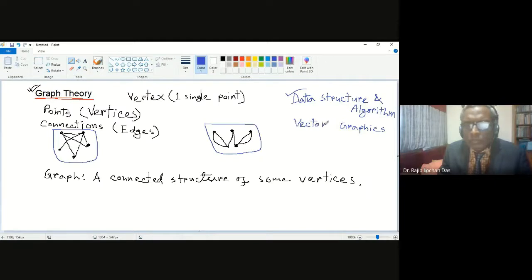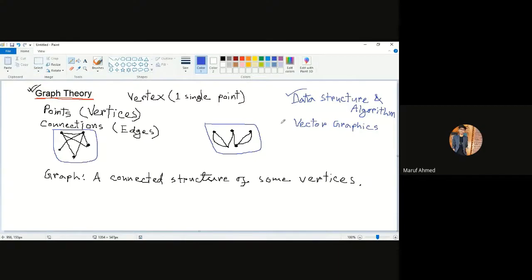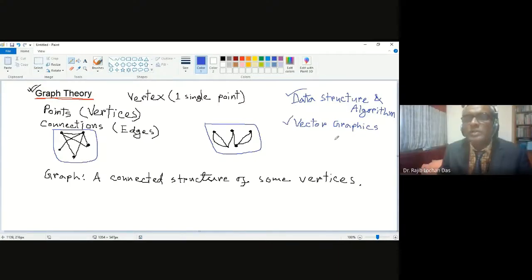A very common software application. What is the vector graphics application very commonly used worldwide? Illustrator. Did you say Illustrator? Yes, sir. Yes, Illustrator, correct.